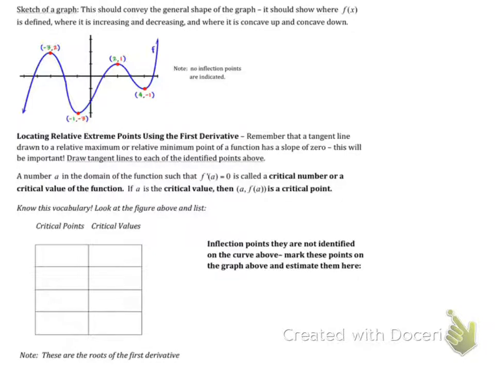All right, so remember that a tangent line drawn to a relative max or min of a point has a slope of 0. This is huge. So let's go back and draw that. So that would look like this at all of these extremums.